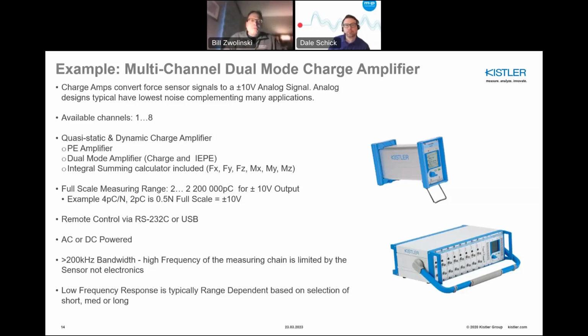What's often notable with charge amps is they basically take charge and convert it to a voltage, typically plus or minus 10 volts. And typically what you like to see is a wide measuring range. Charges in picocoulombs, 2 to 2 million is a pretty capable amplifier. It can take on almost any challenge out there. You also want wide bandwidth of the charge amp. The charge amp is not the limiting factor to frequency of your measuring chain. It's really the vibration fixture.